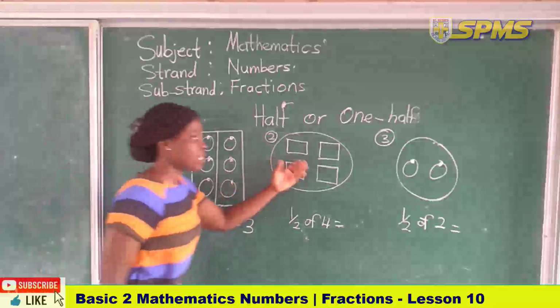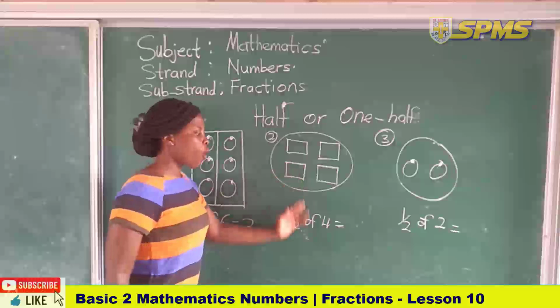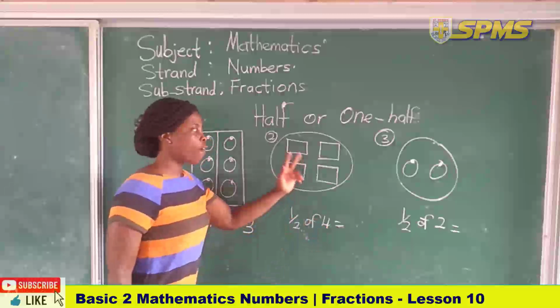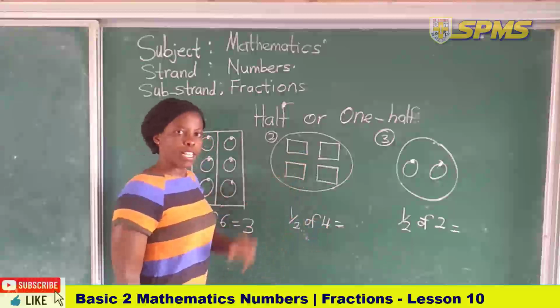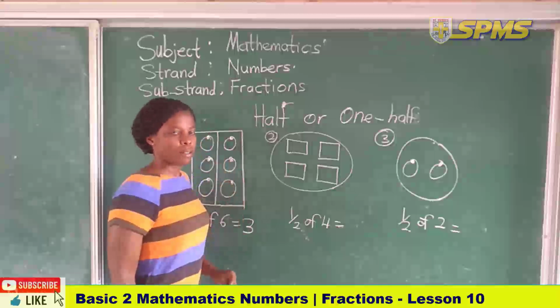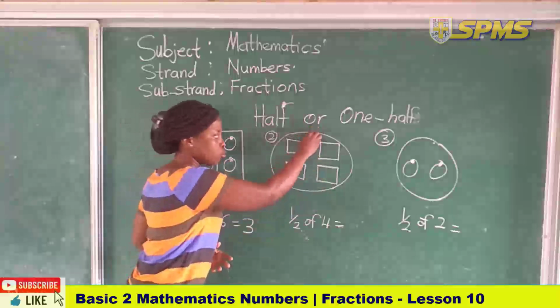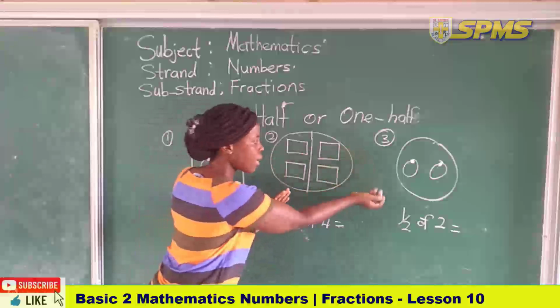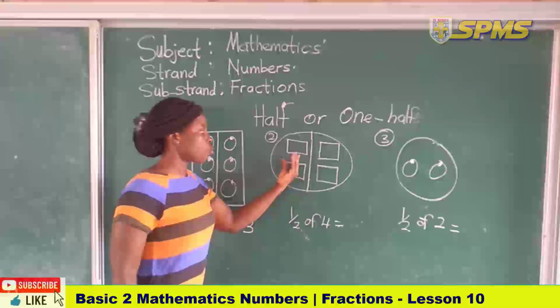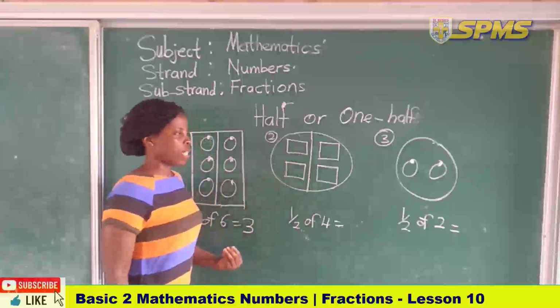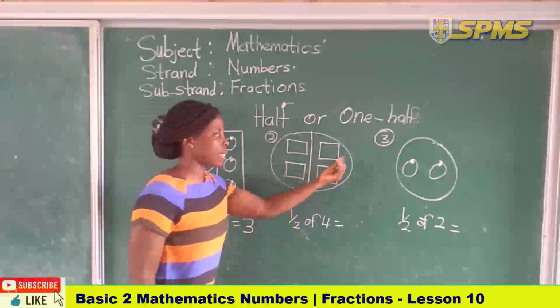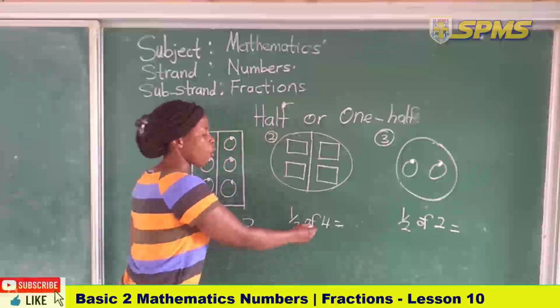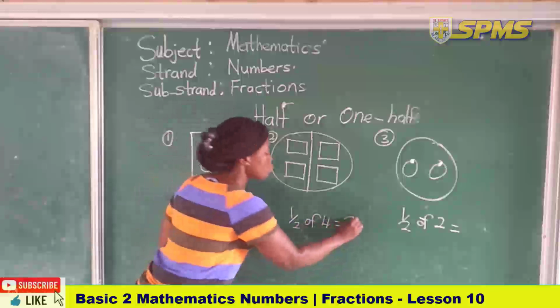Good. Let's move on to the second one. Half of 4. Divide 4 into 2 equal parts. What will you get? You can either choose to do this. So you have 2 items here, another item here. So 2 is at one part, another 2 is at the other part. So half of 4 will give you 2.